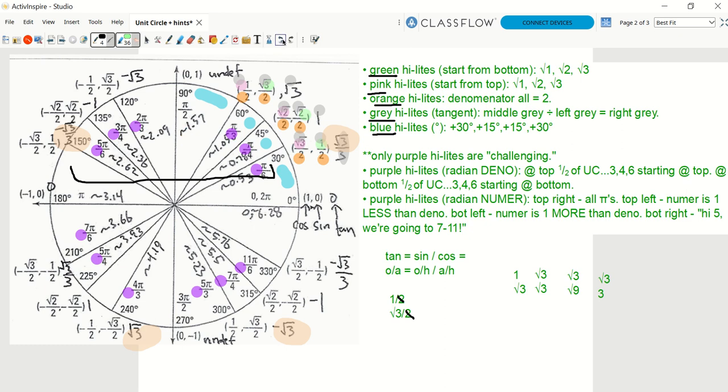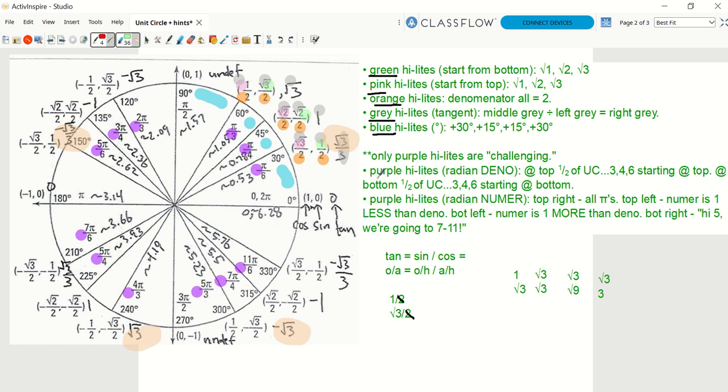Let me use red here. 3, 4, 6 starting from the top for the top half of the unit circle, the denominators of the radians. With the bottom half of the unit circle, it's going to be 3, 4, 6 starting from the bottom. So 3, 4, 6 starting from the bottom for the bottom half of the unit circle, again for the radians. So that takes care of the denominators, how to memorize it for the radians.